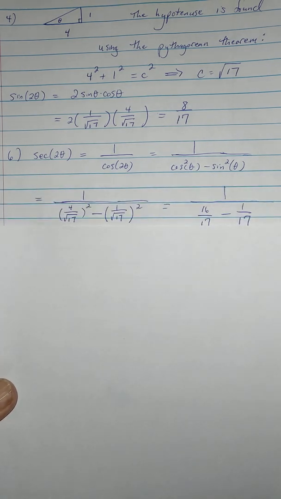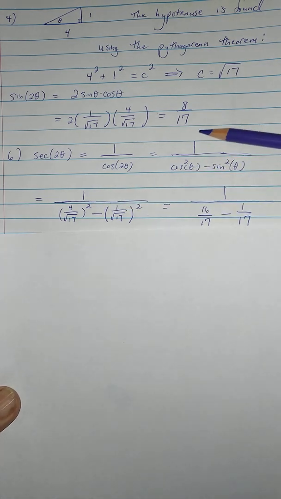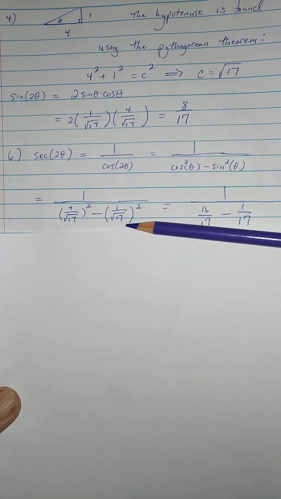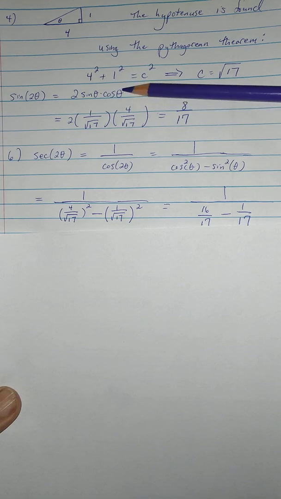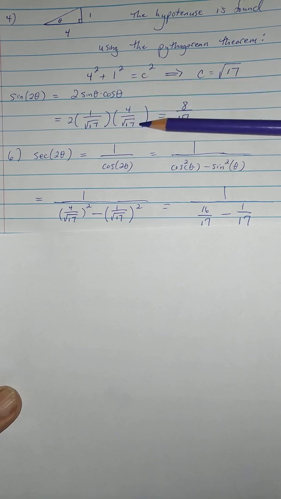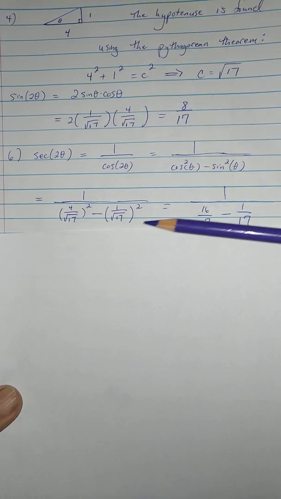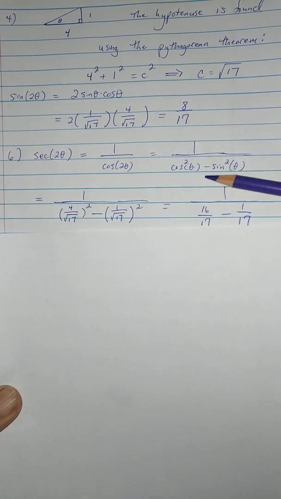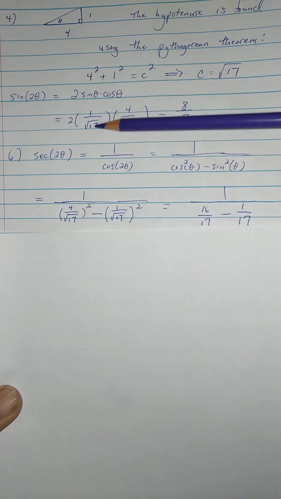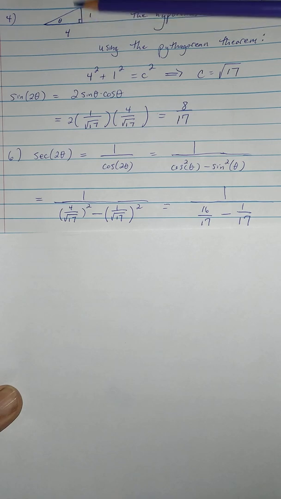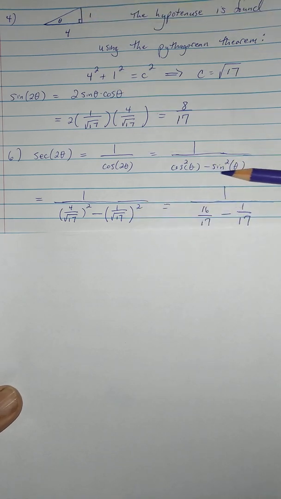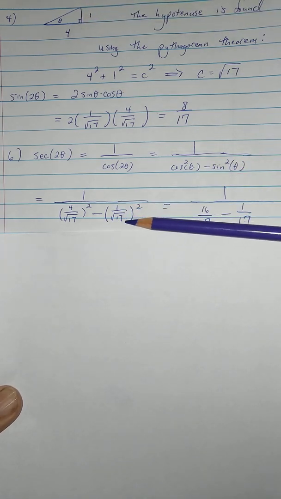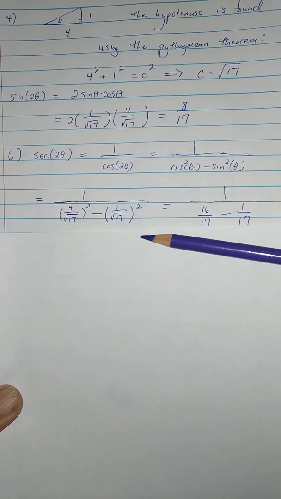So I come here and I make my substitution. 1 over cosine squared theta. Well, cosine theta, if you look back here, cosine theta was 4 over square root of 17, which we got from our triangle. So on the bottom, we're going to square that 4 over square root of 17. Minus, and we're going to square our sine value. Sine was plugged in here, and we got that also from the triangle. So we have minus sine squared theta is minus 1 over square root of 17 squared.